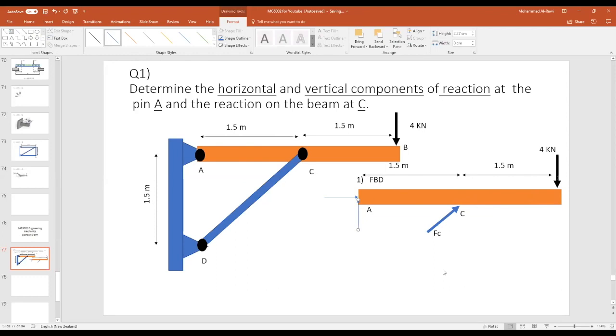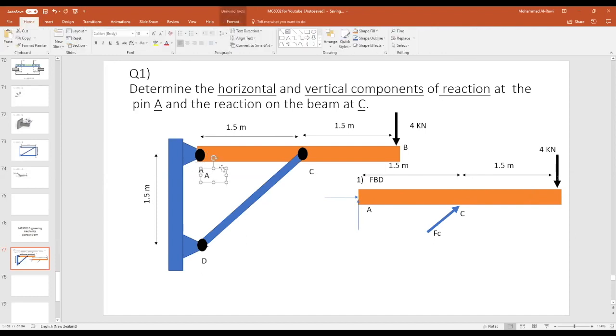Some guys are asking about the link. I will try to get them very soon. So for example, I will finish the support reaction. So we call this one AY, and the other one we will call AX.